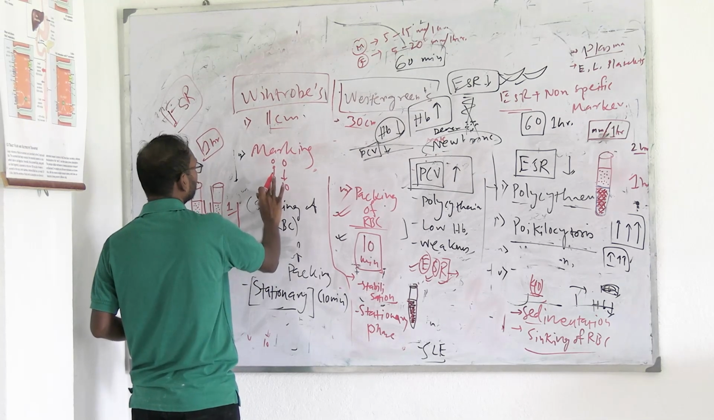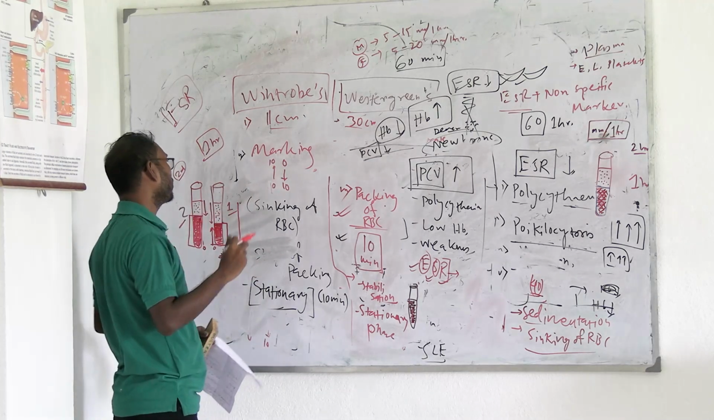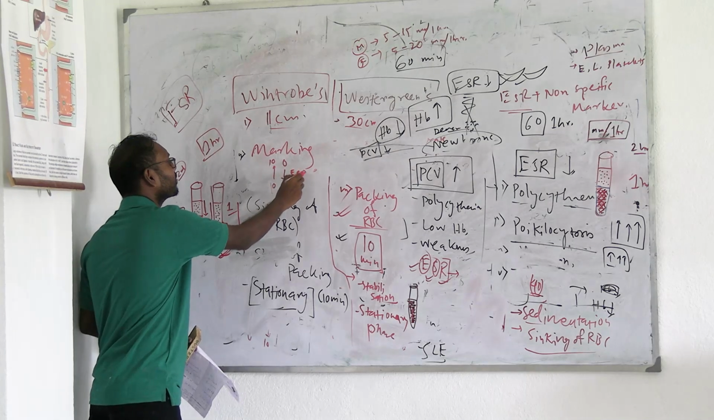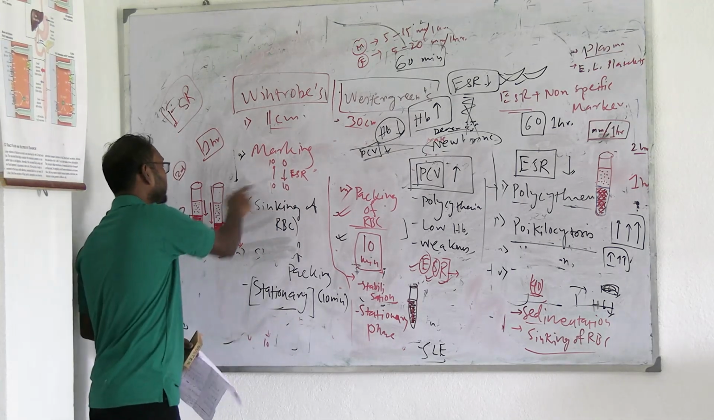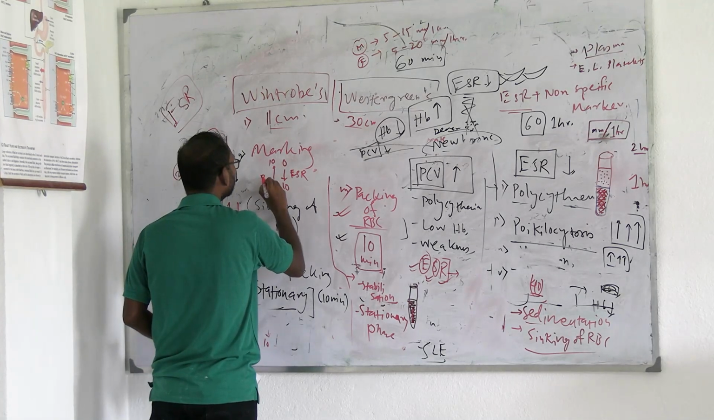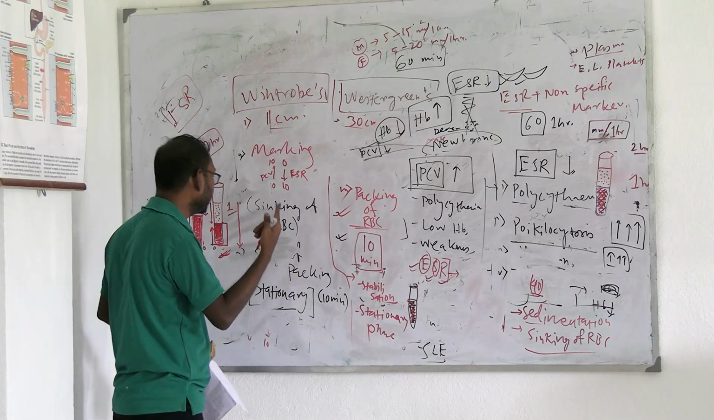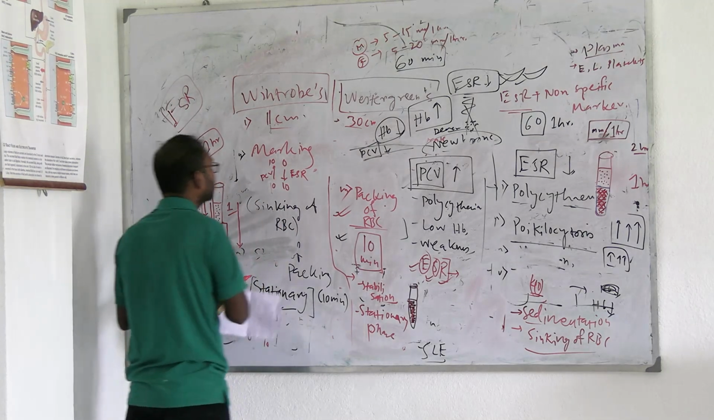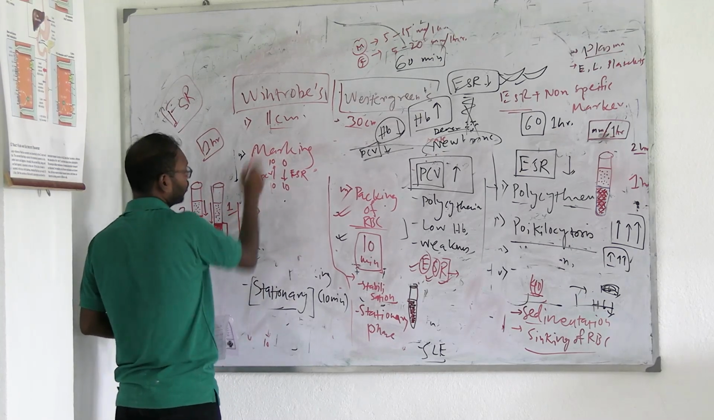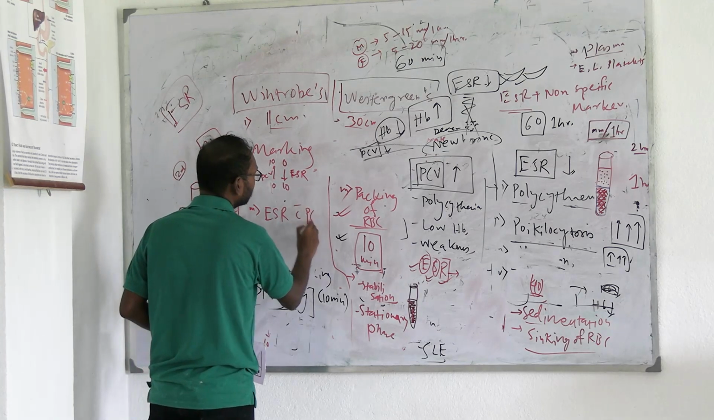Sorry. Why? Because when we are going from above to below, in millimeter, we will be measuring the ESR. And when we are calculating from below to above, we will be measuring the PCV. So in Wintrobe's tube, the smaller tube, you can measure both ESR and PCV. Okay, so this is another point, third point. So in case of Wintrobe's tube, you can measure ESR along with PCV, right?